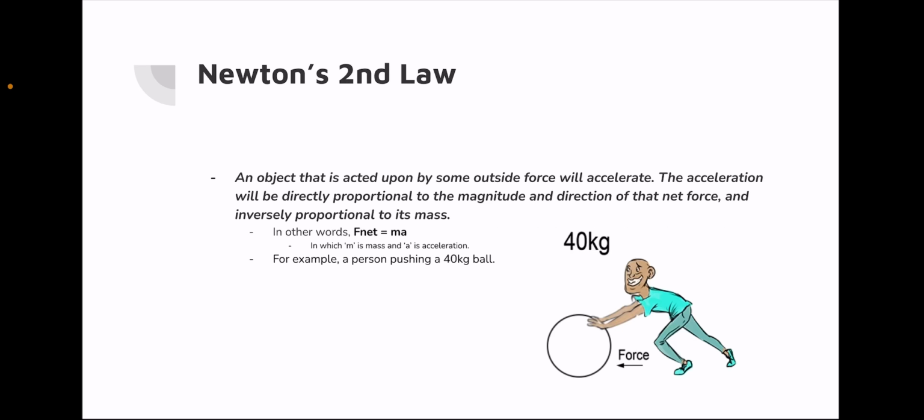Newton's second law. Newton's second law states that an object that is acted upon by some outside net force will accelerate. The acceleration will be directly proportional to the magnitude and the direction of that net force and inversely proportional to its mass. So basically, in other words, the net force is equal to the mass multiplied by the acceleration. For example, this person pushing a 40-kilogram ball with a force.